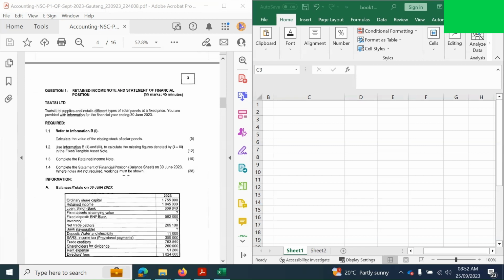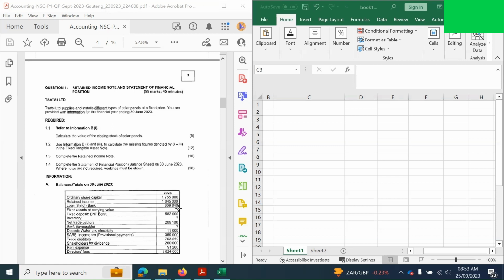1.1 is to calculate the value of closing stock of solar panels, 5 marks. 1.2, use information in B2 and 3 to calculate the missing figures denoted by 1 to 3 in the fixed/tangible asset note, 12 marks. 1.3, complete the retained income note. 1.4, complete the statement of financial position, balance sheet, on 30th of June 2023. When notes are not required, workings must be shown. Very important to always show your notes and how you got to the final answer, just to ensure you get all the marks.